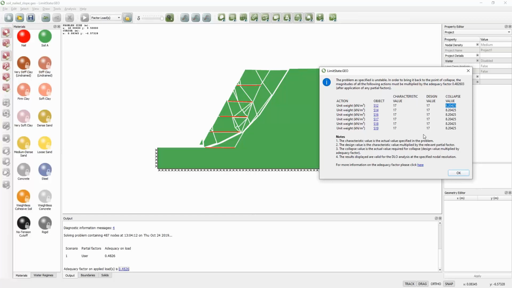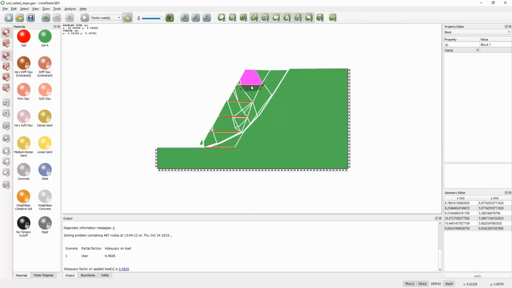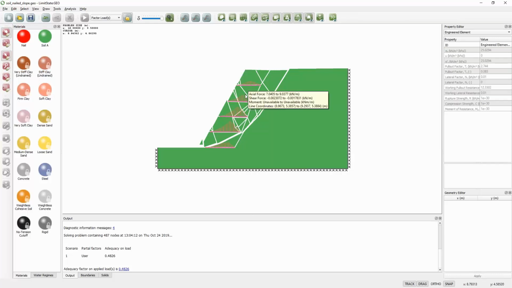So it's basically got a factor of a half on the factor of safety on weight of material. So it's definitely unstable, as we would expect. And what you can do in the analysis is, let me just click on that. If I click on the reinforcing elements, I can see the stresses that are building up within those elements.